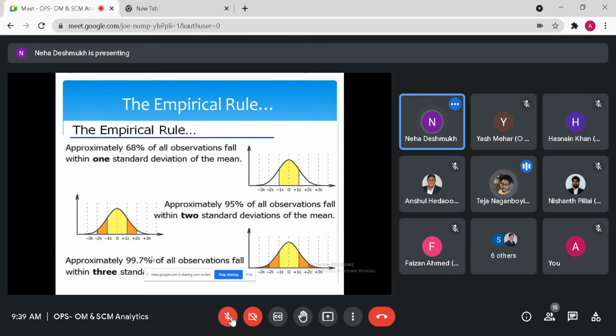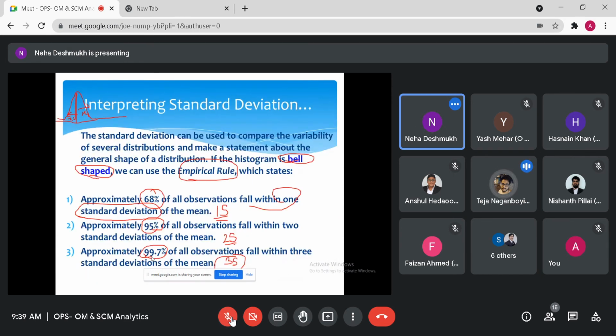Ma'am, I have a doubt. You are saying if the data falls within one standard deviation, every observation is within the one standard deviation only, right? No, no. For that, you have to calculate the standard deviation, the exact values of one standard deviation.